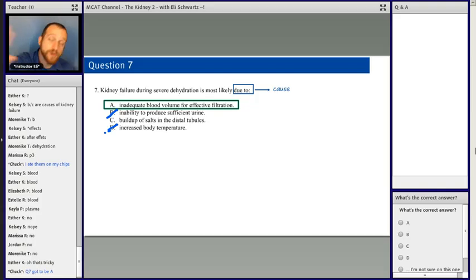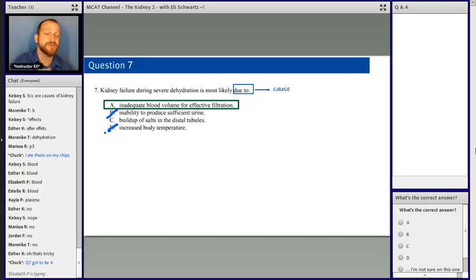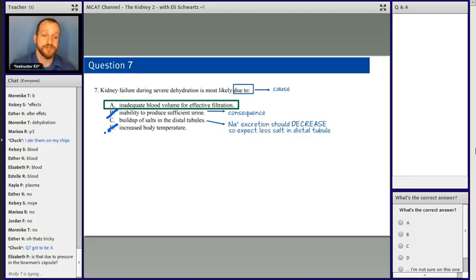And even if we were tempted by C, we wouldn't even have a buildup of salts in the distal convoluted tubules because we don't have enough blood volume to process it. So it actually would be decrease in sodium excretion. So it would be less salt in the distal tubule because we just don't have flow through there.